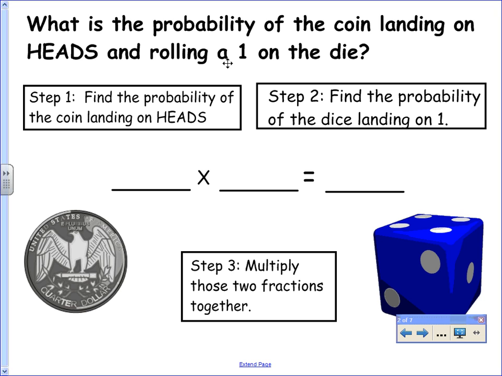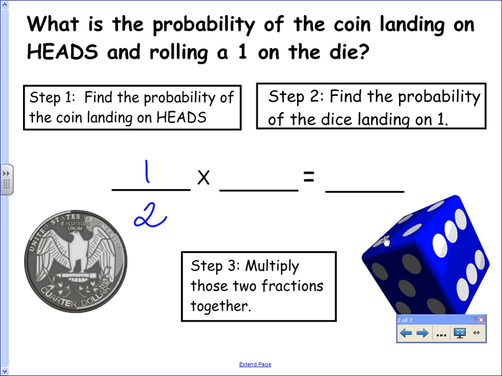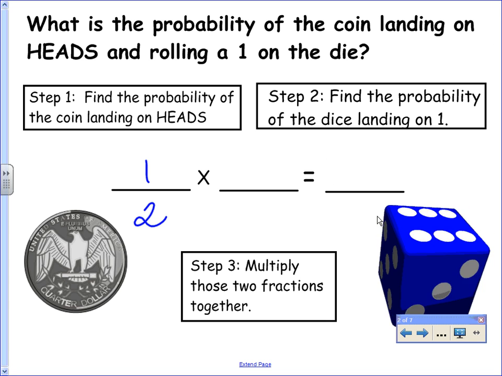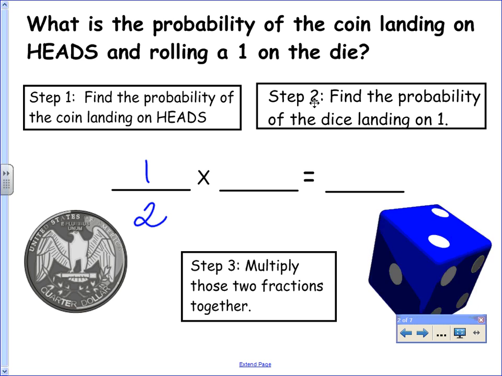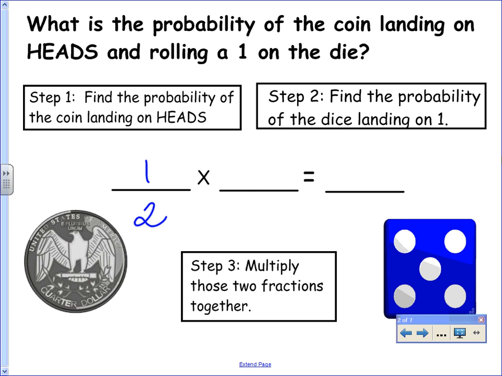So for this problem, what is the probability of the coin landing on heads and then rolling a 1 on the die? We know that the probability of landing on heads on this coin is 1 out of 2. That's our desired outcome, which is heads, and the total possible outcomes, there's 2 of them, heads or tails.